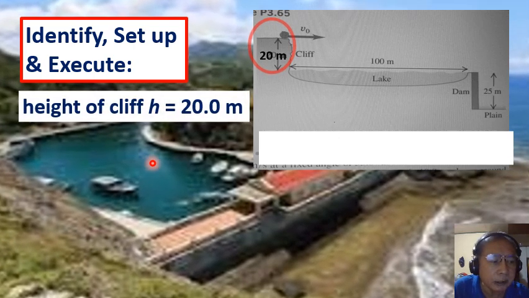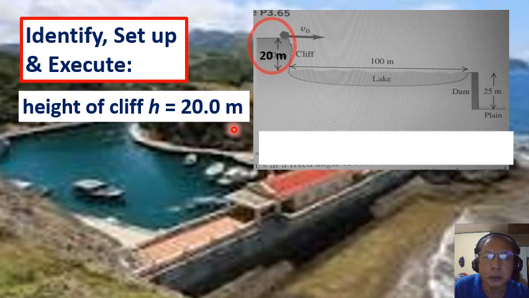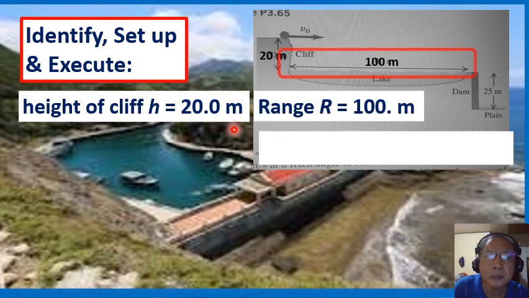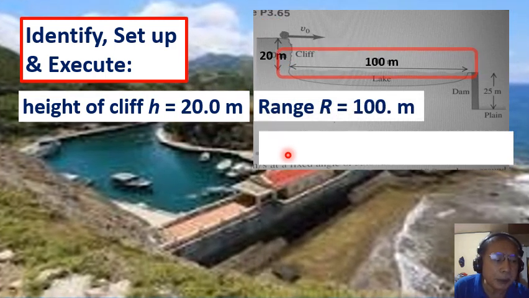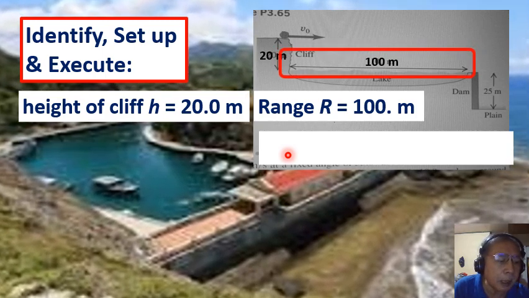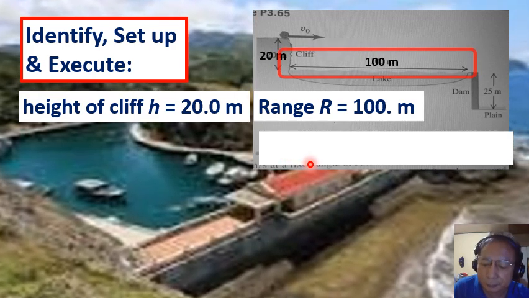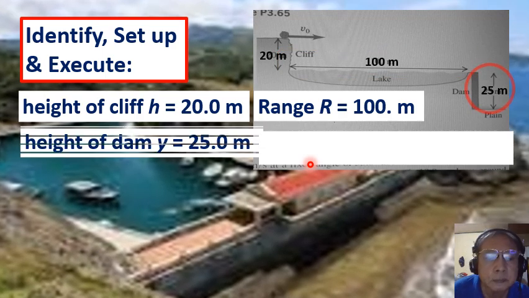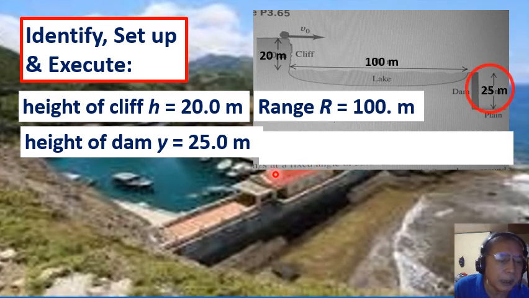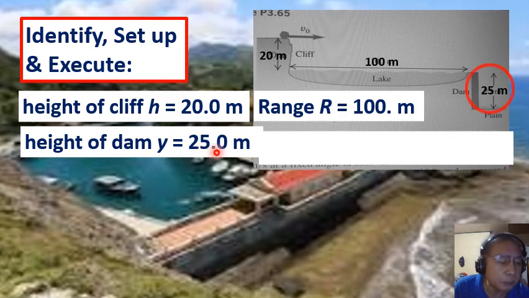We are given the height of the cliff denoted by letter h equal to 20.0 meters. The horizontal displacement, or the top of the vertical face of the dam, is located 100 meters from the foot of the cliff. The height of the dam, which we denote here as y, equals 25.0 meters.